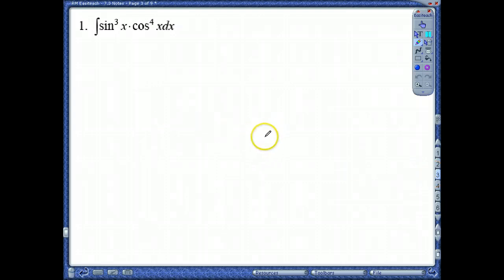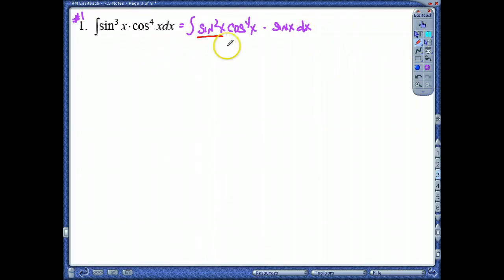So when I look at example 1, sine's power is odd, cosine's power is even. This is a perfect example of number 1. So what we're going to do is pull one of those sines off and save it. We're going to save that sine of x dx. That's going to become our du. So that means sine squared, we're going to have to change into cosines.